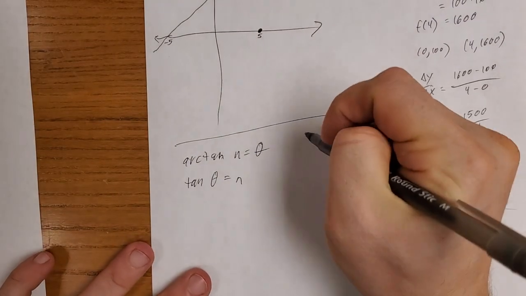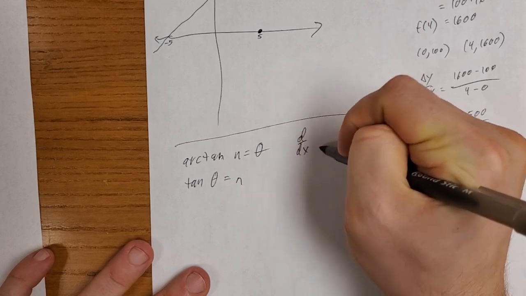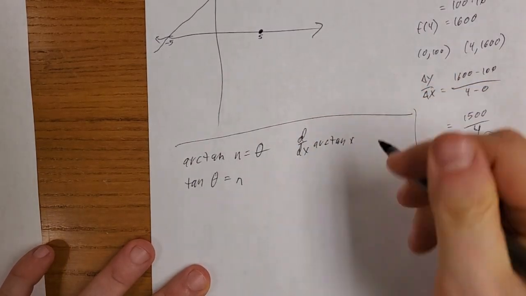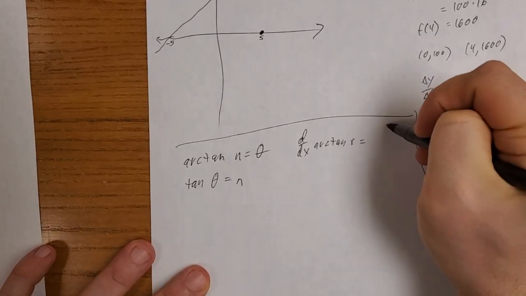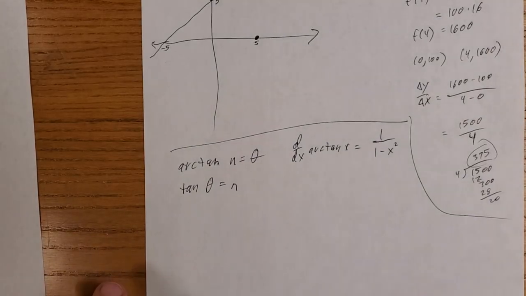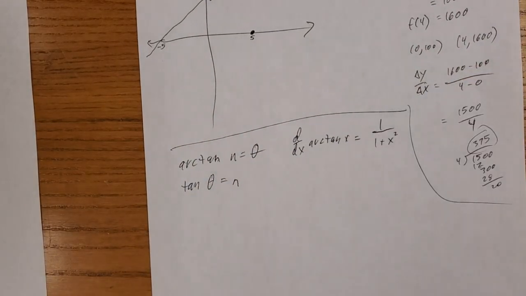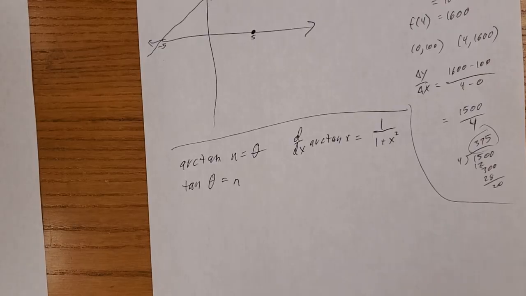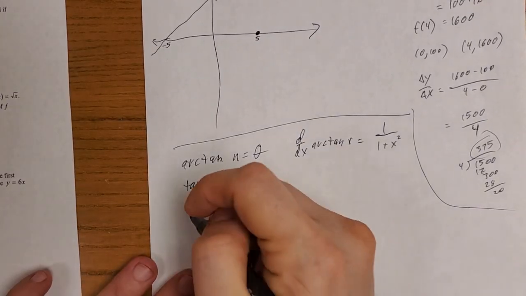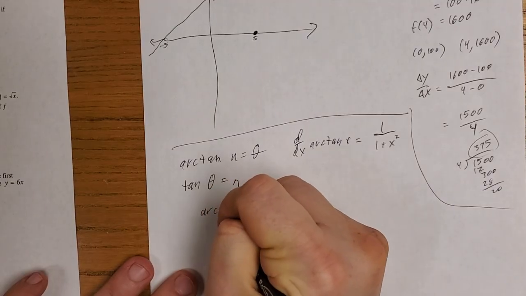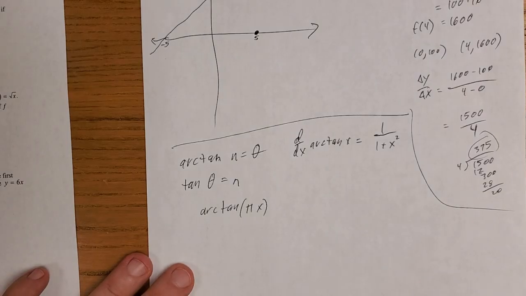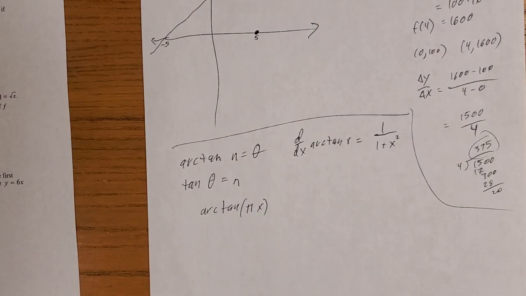Just for the record, the derivative of the arctangent, we'll say arctangent of x, is 1 over 1 minus x squared. Well, plus x squared, actually. Yes. So we're asking the derivative of arctangent pi x. So this becomes a chain rule application.